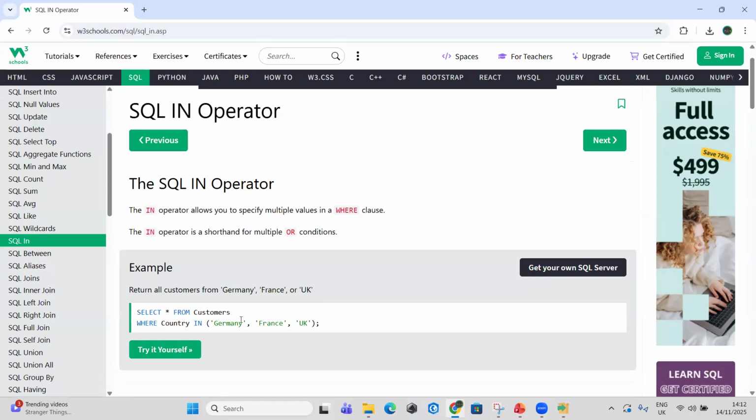So what happens is whenever there is a bracket and there is no AND or OR in between, it means first it will compile the table with Germany values, and then with France and then UK. It will include all the three, and no other country, just these three.